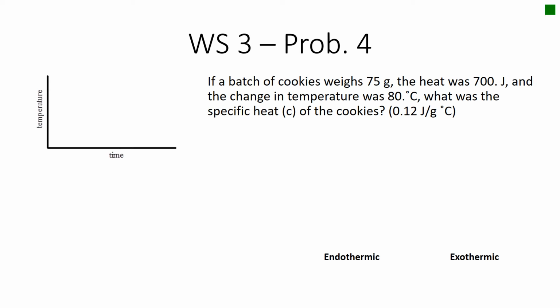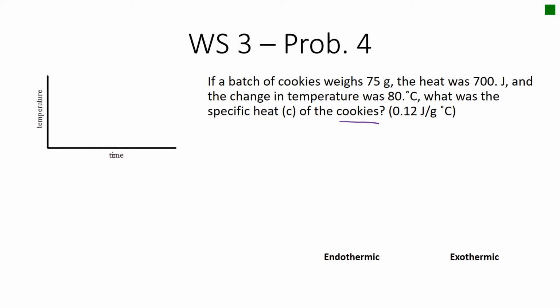I'm going to work on worksheet 3, problem number 4. Okay, first off, the most important thing you need to do is draw your heating curve so you can figure out how many problems you're going to be using or how many calculations you're going to have to do and things like that. Okay, if a batch of cookies weighs 75 grams and the heat was 700 joules and the change of temperature was 80 degrees Celsius, what is the specific heat of the cookies?